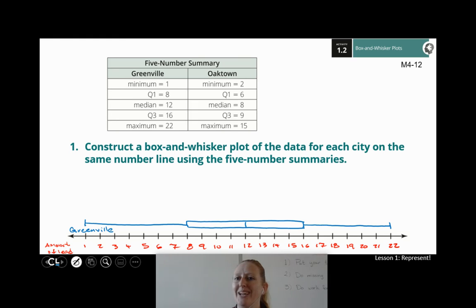It's okay. Can you please, just up above, do the box and whisker plot for Oaktown. You're not going to make a whole new number line. You're just going to do it directly above Greenville, so we have a nice direct comparison. Hit pause, make your other box and whisker plot, and then hit play when you're ready to check your work.